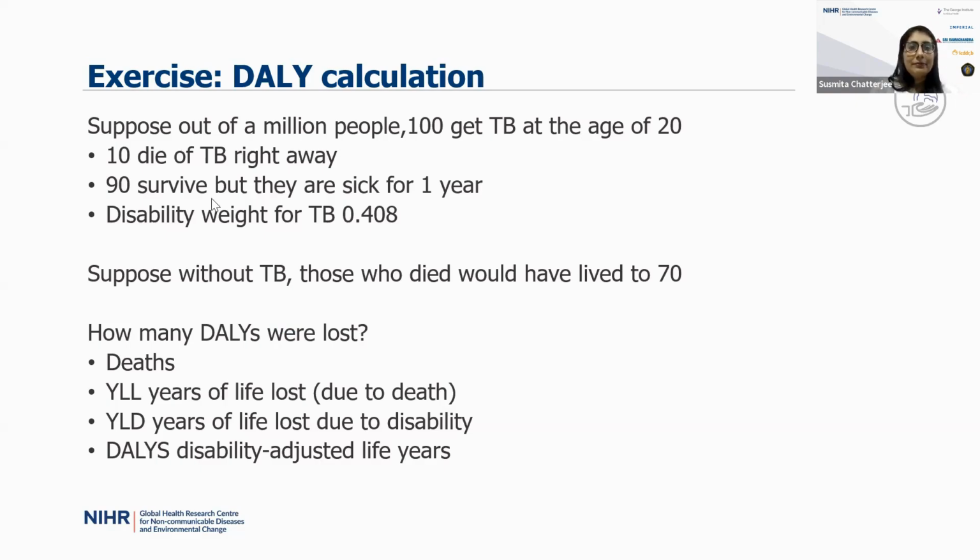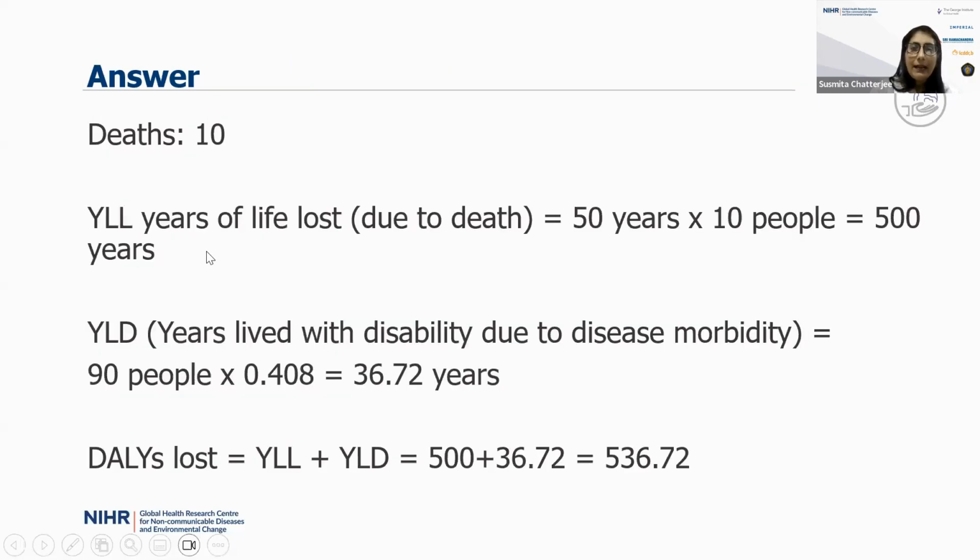So now what is DALY? Because I have not much time, I went to my answer. See here, 10 is the death. 50 years into 10 people is 500 life years lost. YLD is 90 people multiplied by 0.408, 36.72 years of YLD. DALY is YLL plus YLD, 536.72. Is this clear now?